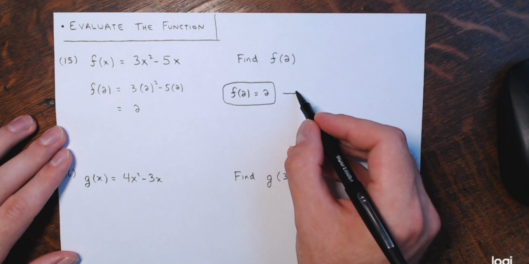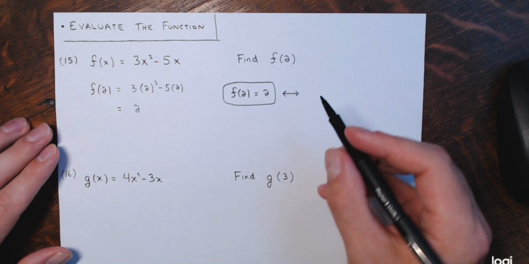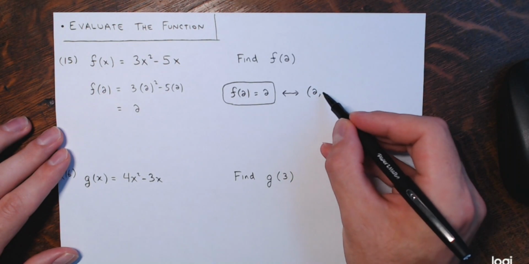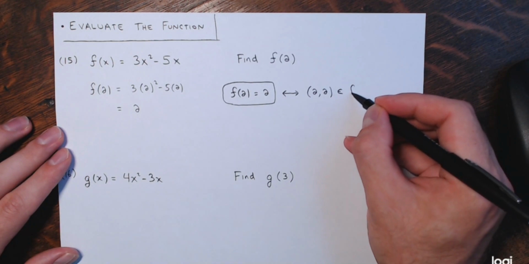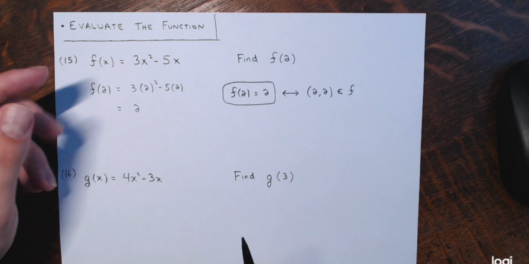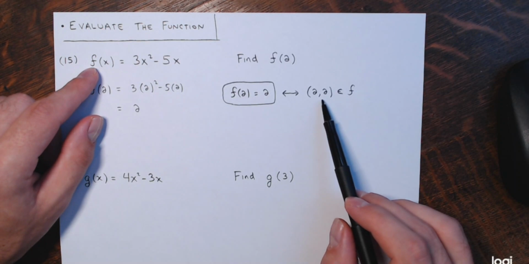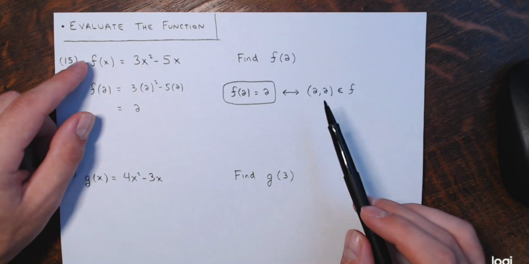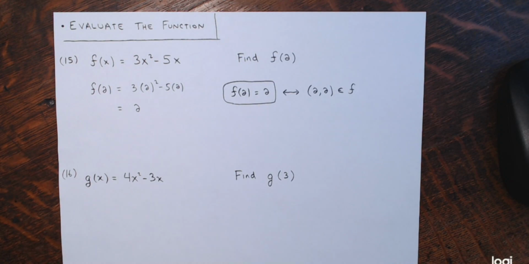And if you recall from earlier examples in the video, an equivalent statement to this would be that the ordered pair 2, 2 belongs to this function called little f. So if I were asked to graph little f, the point 2, 2 would be on the graph of that. Or if I was to write the function little f as a set of ordered pairs, 2, 2 would be one of those ordered pairs. Input 2, output 2.